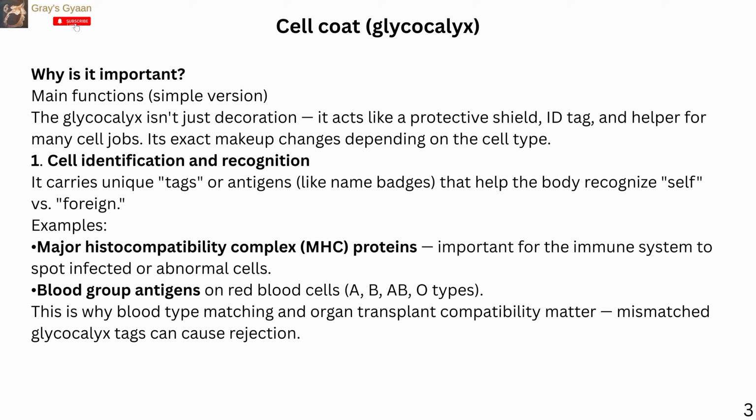Blood group antigens on red blood cells. This is why blood type matching and organ transplant compatibility matter. Mismatched glycocalyx tags can cause rejection.